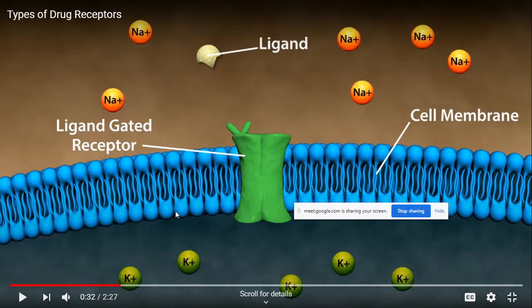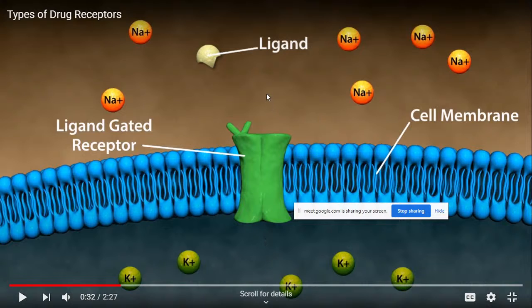Now first, ligand-gated ion channels. That is the example of the first channel. So what is an ion channel? An ion channel is nothing but a channel made up of protein. This is a protein. This is a channel, and this is the cell membrane.